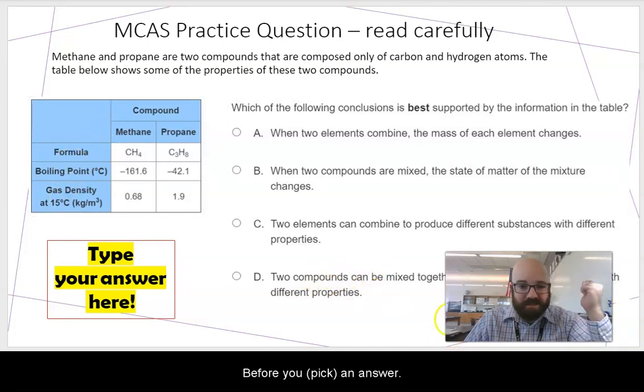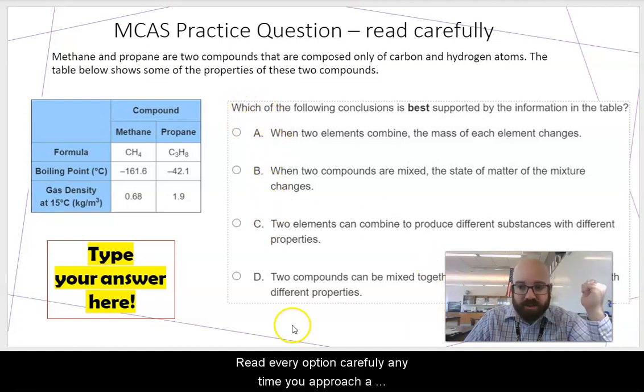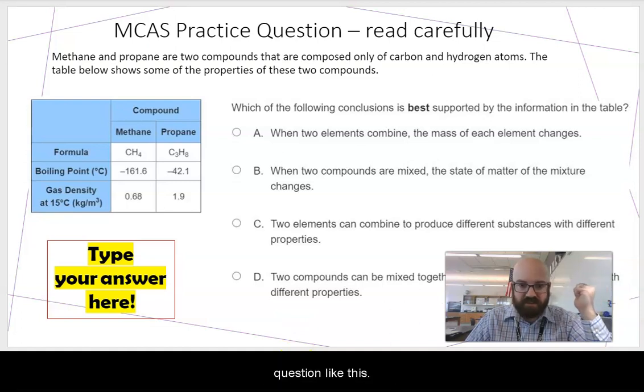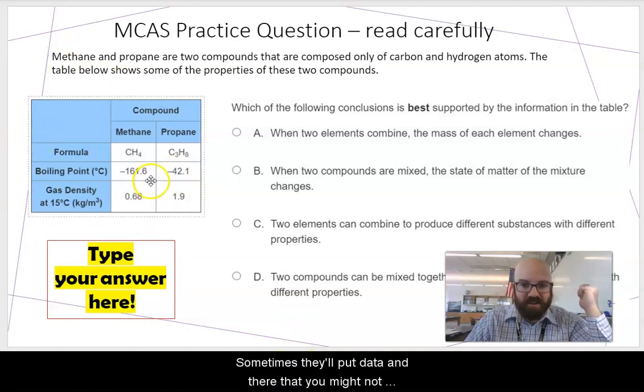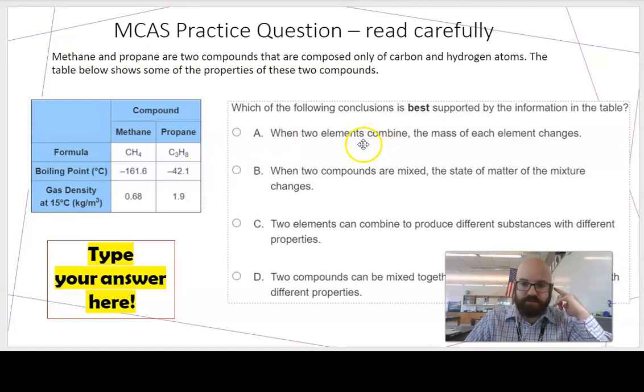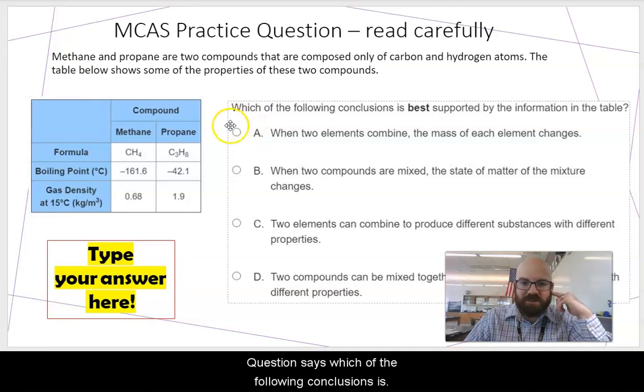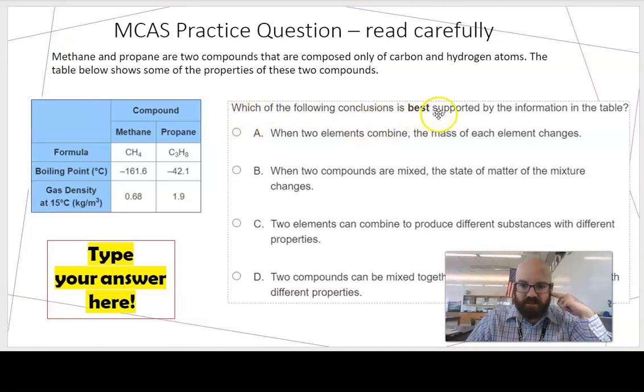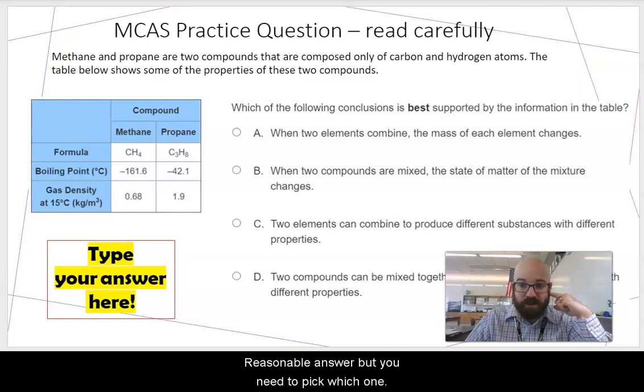Before you make an answer, or come up with an answer, I should say, read every option carefully anytime you approach a question like this. Sometimes they'll put data in there that you might not even need to answer the question, or you might only need one part of it. So the question says, which of the following conclusions is best supported by the information in the table? This word best shows you that there might be more than one reasonable answer, but you need to pick which one best is supported by the information in the table.